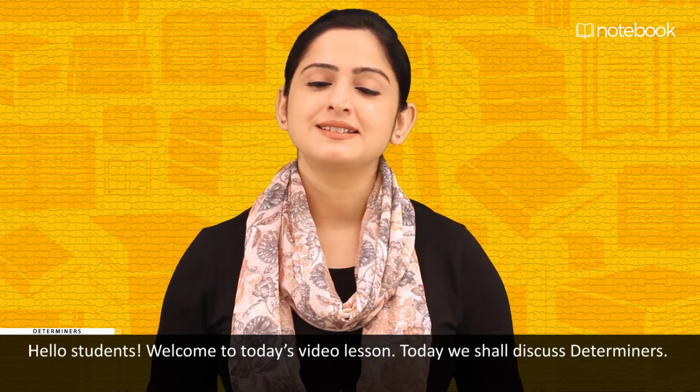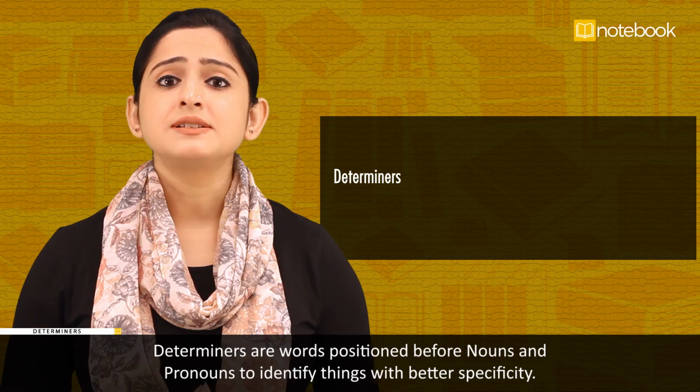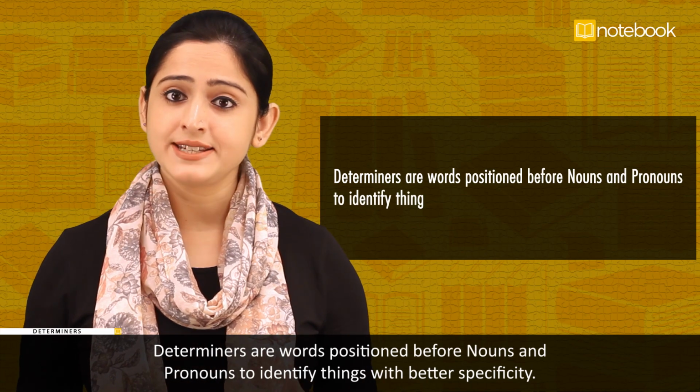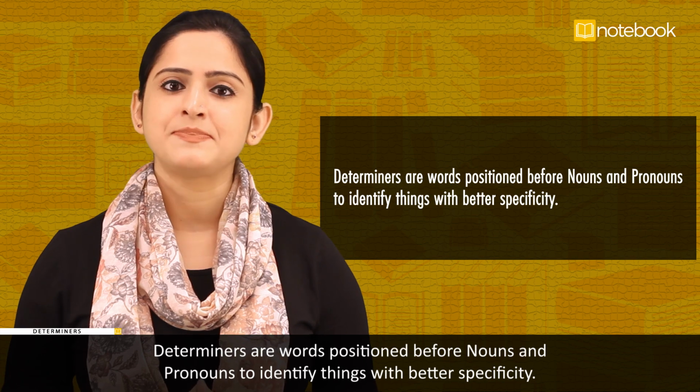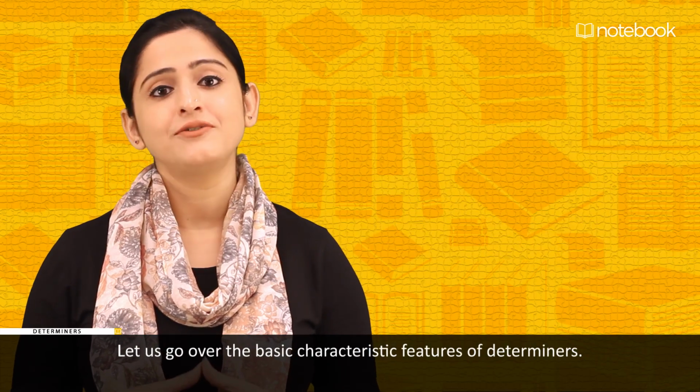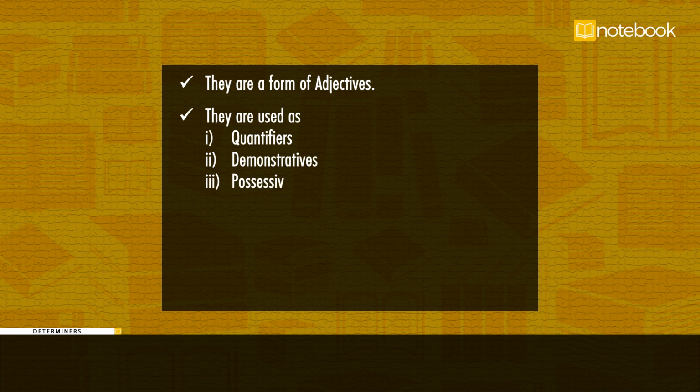Today we shall discuss determiners. Determiners are words positioned before nouns and pronouns to identify things with better specificity. Let us go over the basic characteristic features of determiners. They are a form of adjectives. They are used as quantifiers, demonstratives, possessives, and interrogatives.